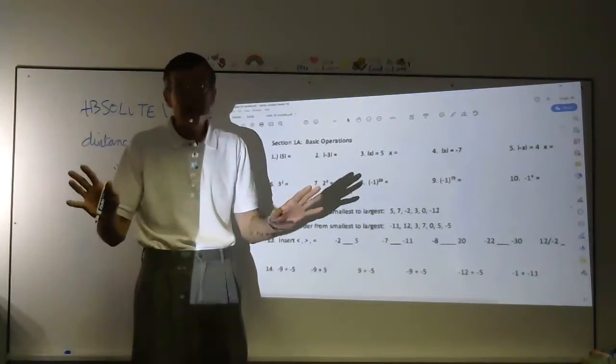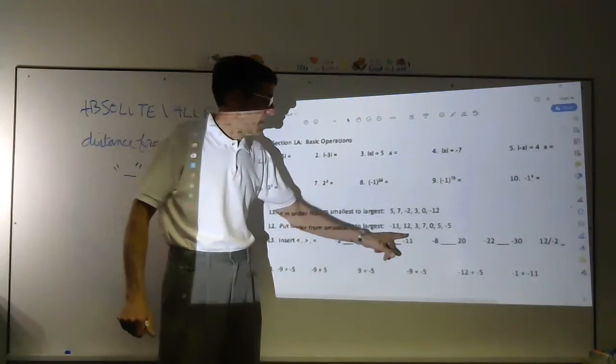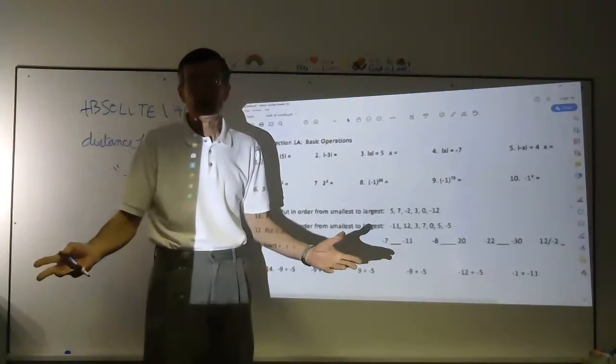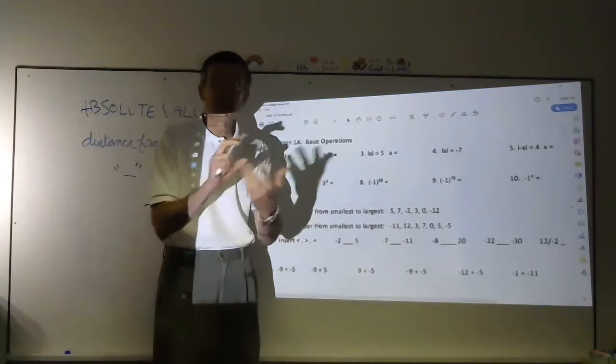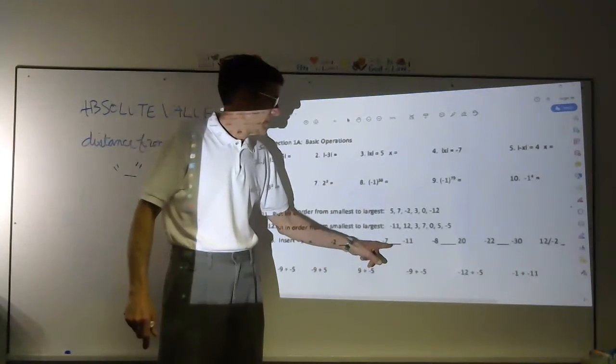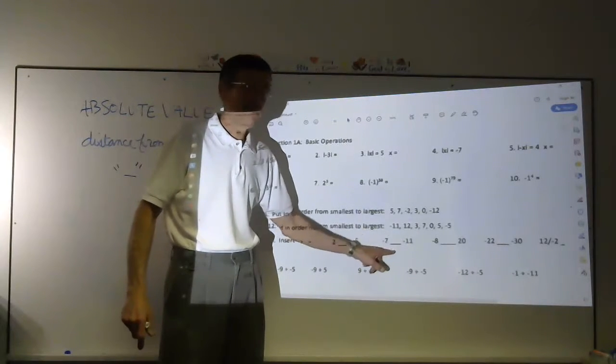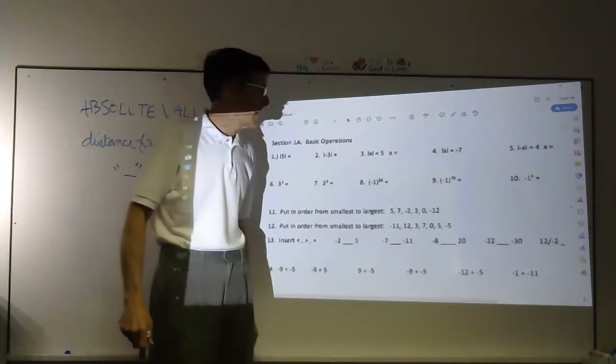Here, -11 is further to the left than -7, so this would be greater than. And I'll tell you the way I do it. I look at them. 11 is normally bigger than 7, but because they're both negative, it flips. That's the easy way. 11 is bigger, but because they're both negative, it flips, and 7 would be greater. -7 is greater than -11.